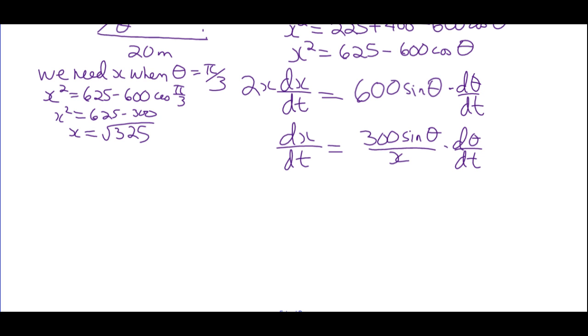So over here, we now know this. That's what we had to calculate. We knew the angle, and we know d theta by dt. So plugging in, we get 300 sine pi over 3. Since we know cos pi over 3, we know what sine pi over 3 is.